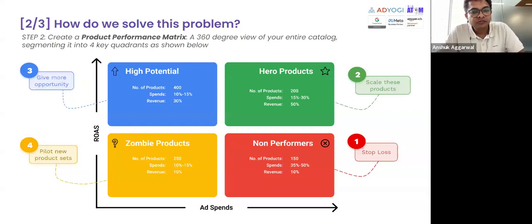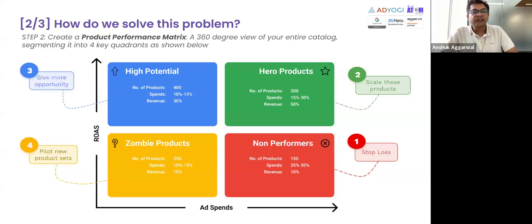What is quadrant number 1? Quadrant number 1 are those products which are getting a lot of spend but not getting enough ROS. Clearly, these products are the leakage which I spoke about in my previous section. Quadrant number 3 are products which are getting less spend but getting very good ROS. These are those cohorts of products which can actually give the next wave of growth.